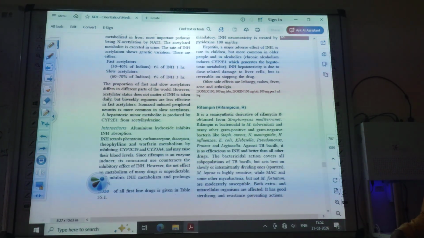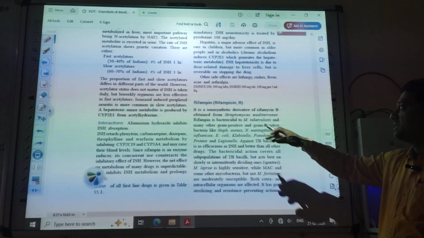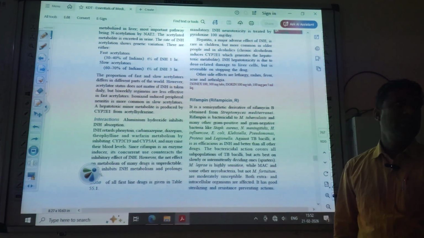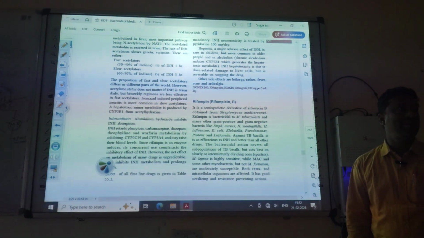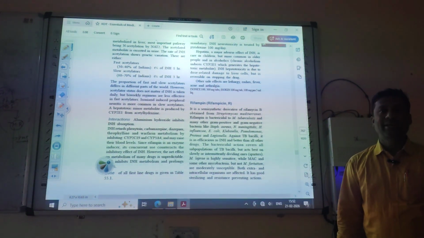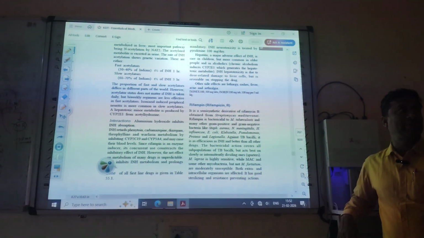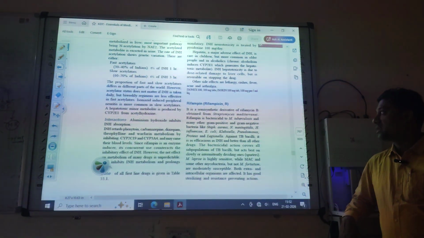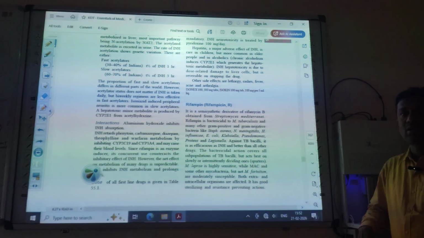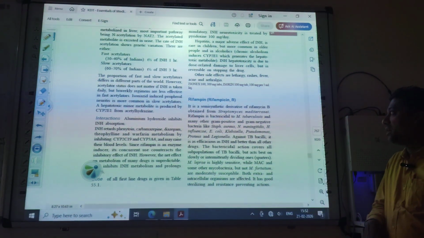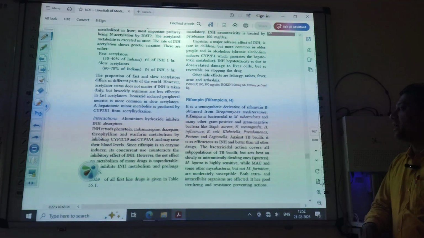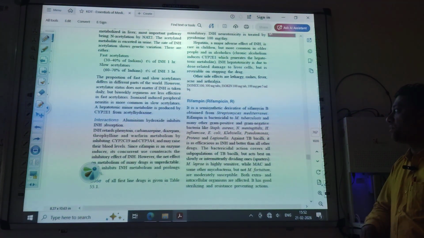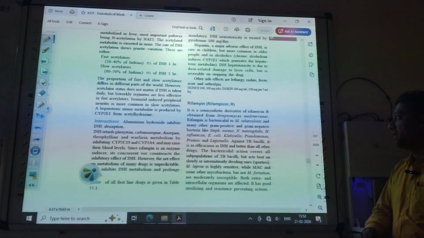Rifampin is also known as rifampicin. Rifampicin and rifampin are the same thing. Do not get confused between rifampin and rifampicin. These are the same drug, a first line antitubercular drug. It is a semi-synthetic derivative of rifamycin obtained from Streptomyces mediterranei.